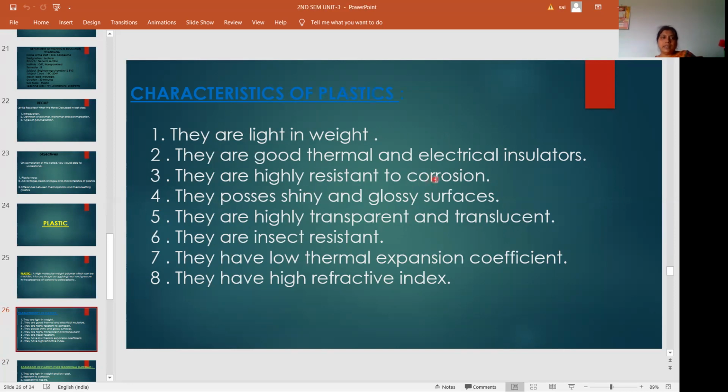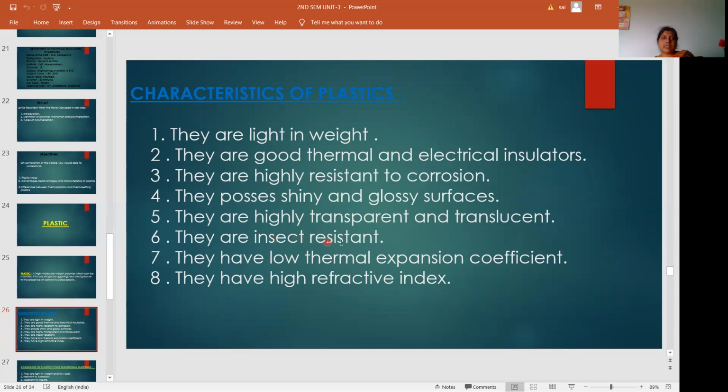They are highly resistant to corrosion. It means they will not undergo corrosion. Plastic is a non-corrodible substance. They possess a shiny and glossy surface. Glossy means a smooth surface, and they have a shiny character. They are highly transparent and translucent. If you observe plastics, some are very transparent, some are translucent. Transparent is visible, translucent is somewhat thick.